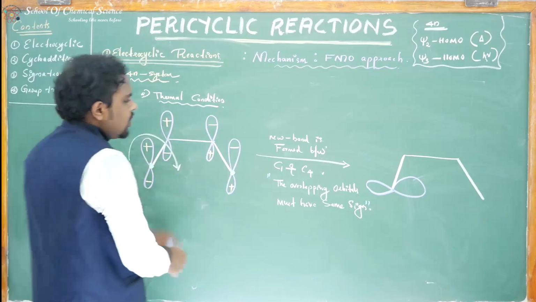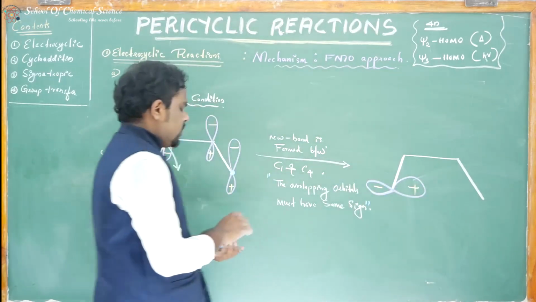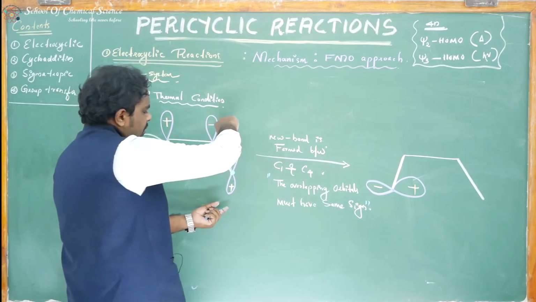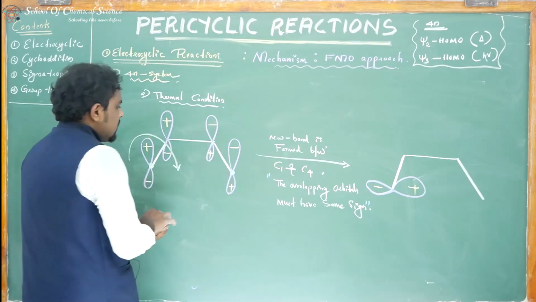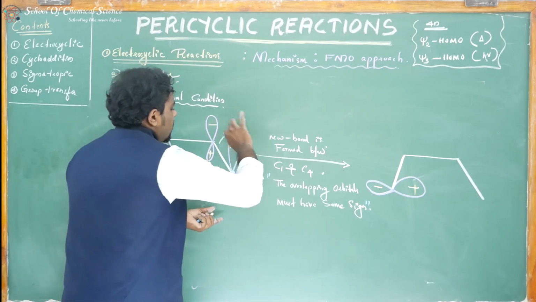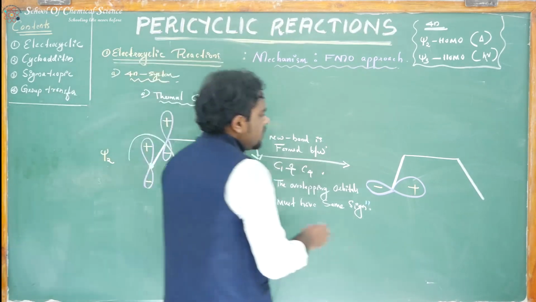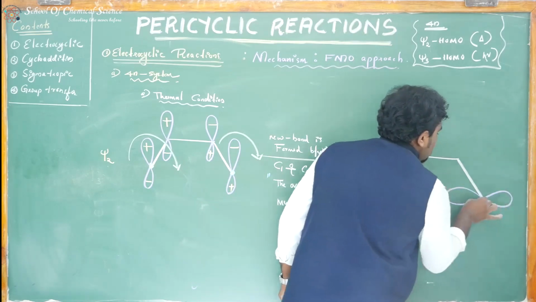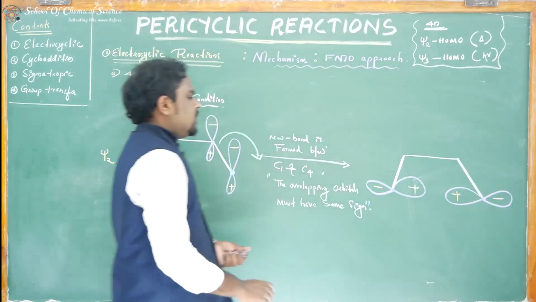Then rotating clockwise. This is positive, this is negative. So in order to make the bond formation, this carbon will be rotated like this. The fourth carbon is also rotated clockwise. Clockwise rotation. What happens? This is the fourth carbon. This is plus, minus. Okay.